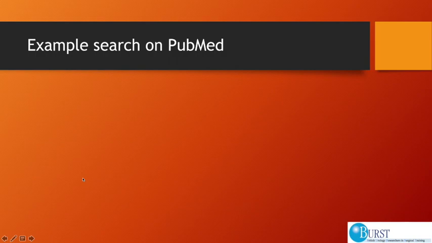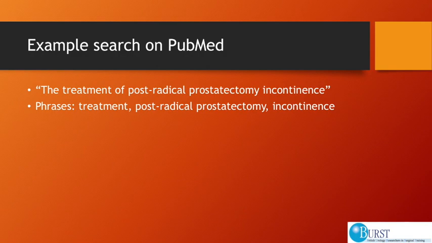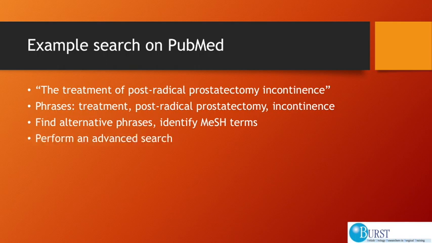Now I realize that was a very quick whistle-stop tour, so let's take an example to make things a bit clearer. Suppose you want to do a search for the treatment of post-radical prostatectomy incontinence. The phrases you'd be concentrating on would be treatment, post-radical prostatectomy, and incontinence, obviously. So your next step would be to find alternative phrases for each of those terms, and if possible identify any MeSH terms that would be involved as well, and then perform an advanced search. So let's move over to PubMed and see how we'd go about doing that.